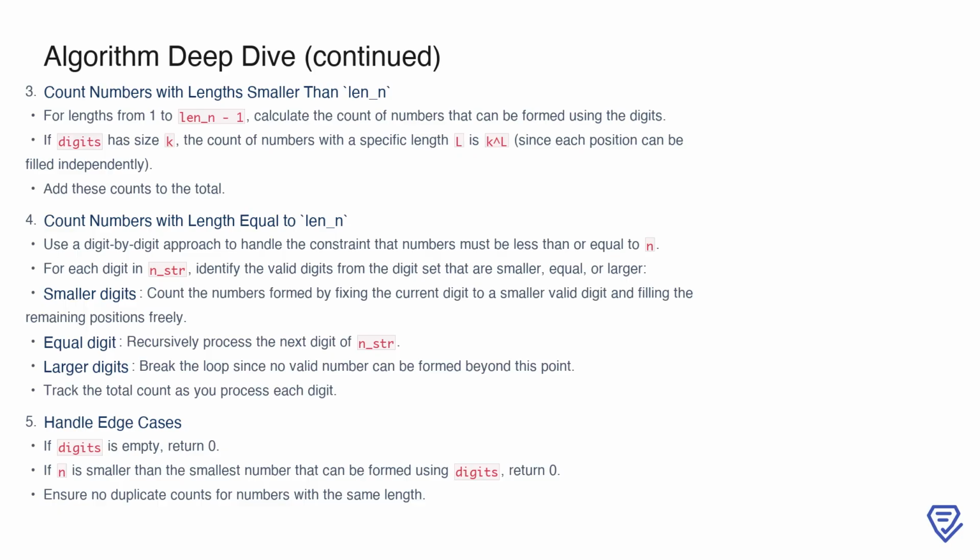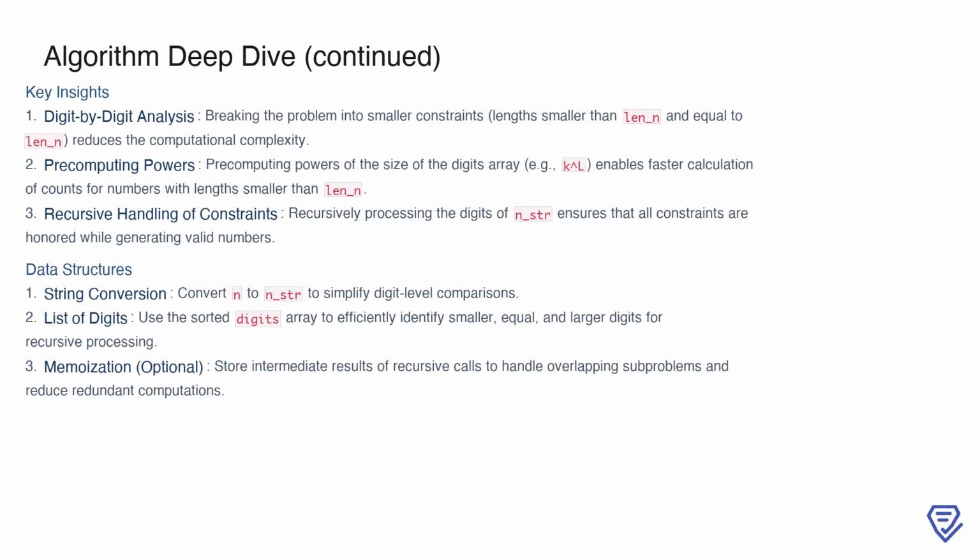These steps ensure that all constraints are respected while calculating the total count. Additionally, edge cases must be considered, such as when the digits array is empty or when n is too small to form any valid numbers. By carefully handling these scenarios, we avoid errors and ensure accurate results. The key insights for solving this problem involve breaking it down into manageable parts and leveraging efficient techniques.